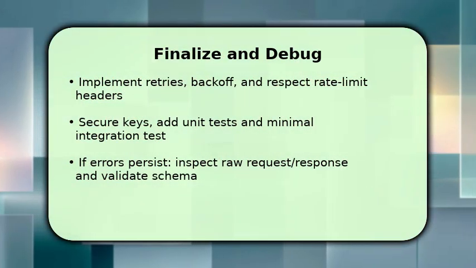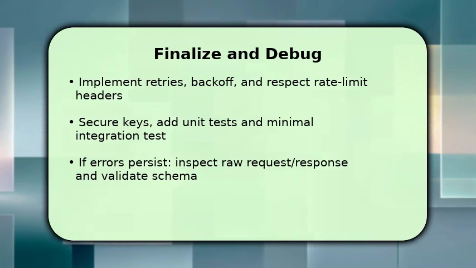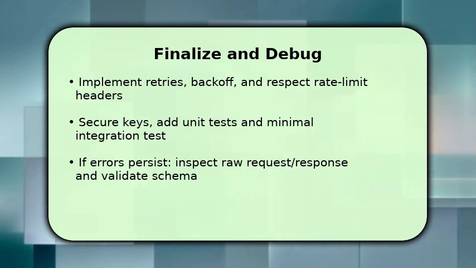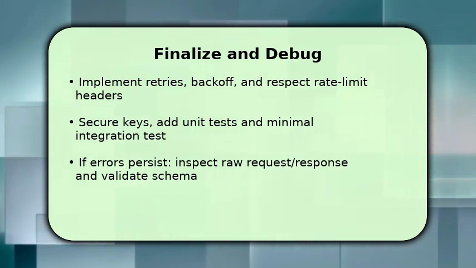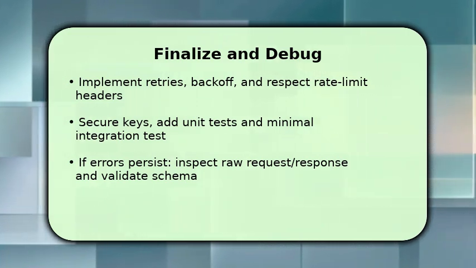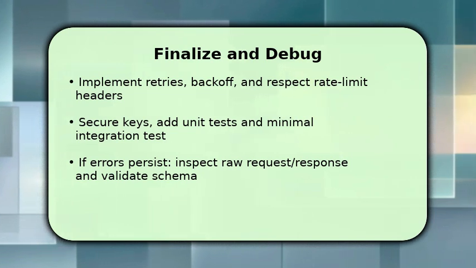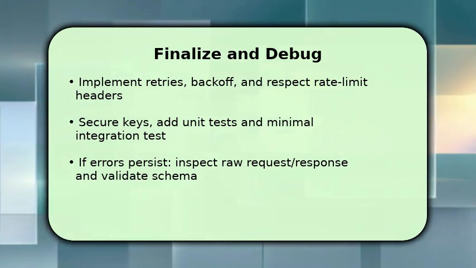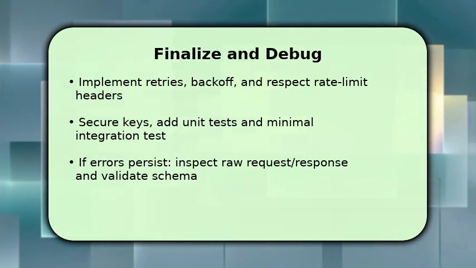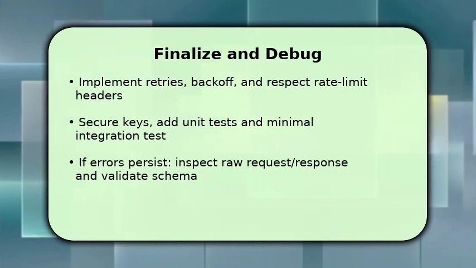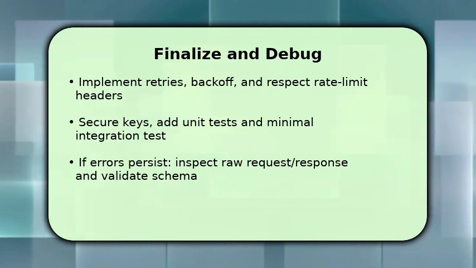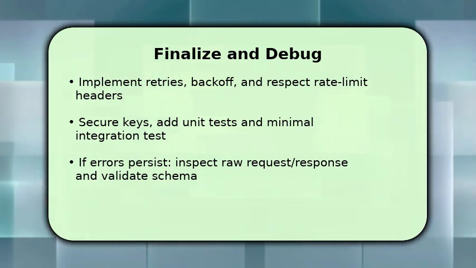You wrap up by adding robustness. Implement retries with exponential backoff and honor rate limit headers, and make sure secrets stay in env vars or a vault. Then add unit tests for request building and a small integration test hitting a sandbox endpoint so you catch regressions early. If something goes wrong, capture the raw HTTP request and response including headers and body, then compare against the documented schema. That single troubleshooting step usually reveals mismatched fields or auth mistakes.